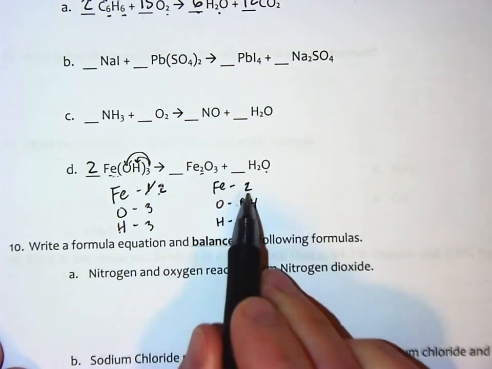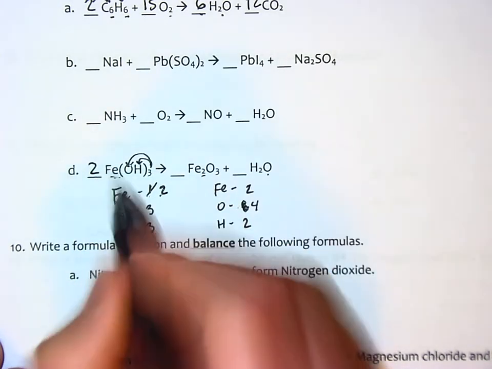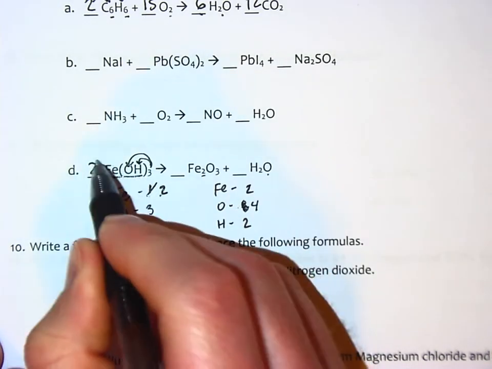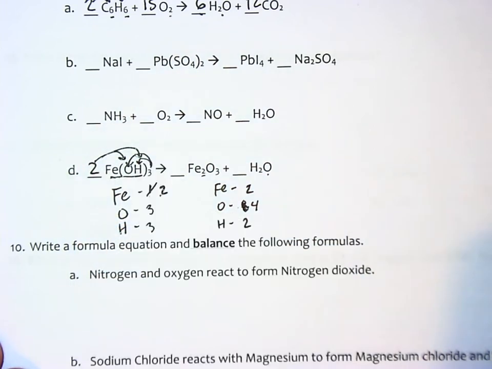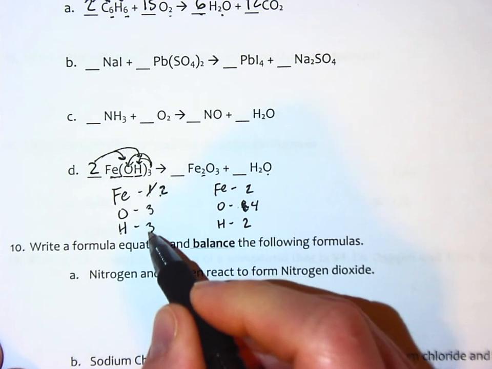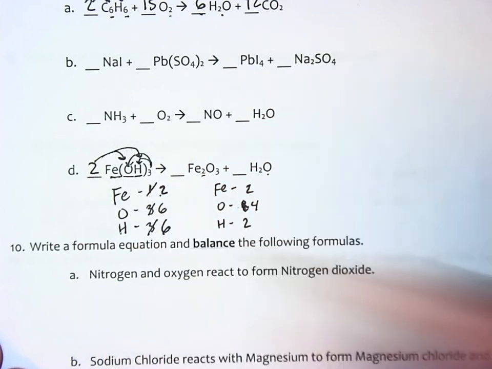Now they match up. But because I added a 2 here, and this is a whole compound, that 2 is going to have to distribute to everything that's inside now. Because I had 3 of each of these, it now multiplies by 2, so now I have 6 of each of oxygen and hydrogen.